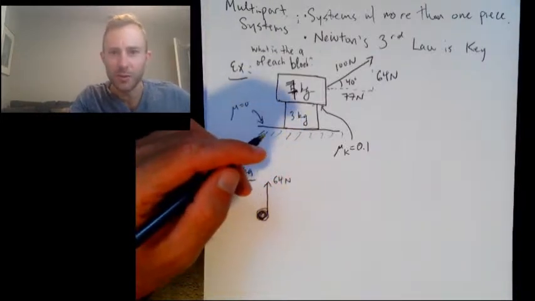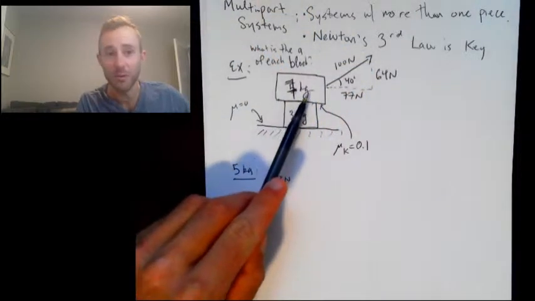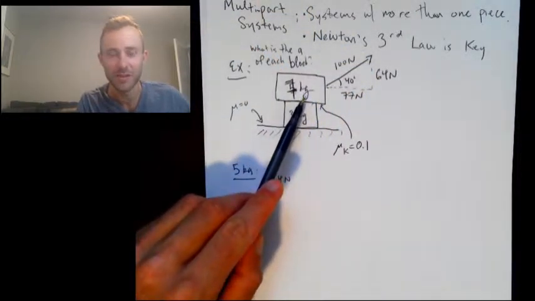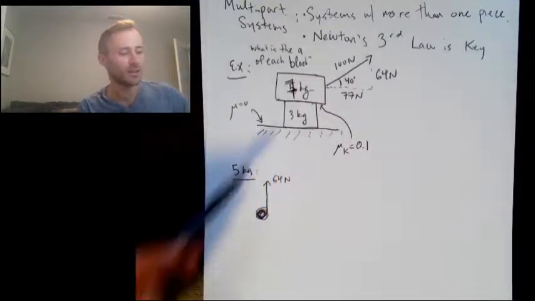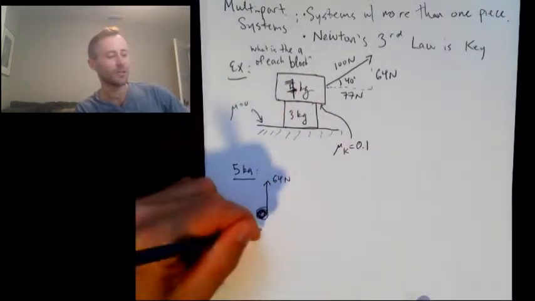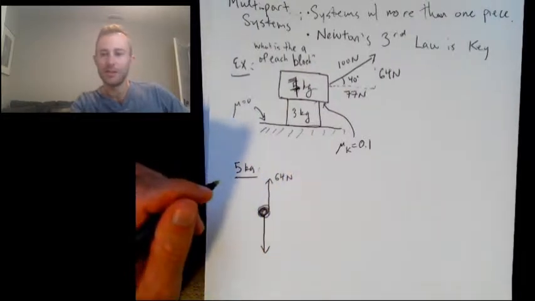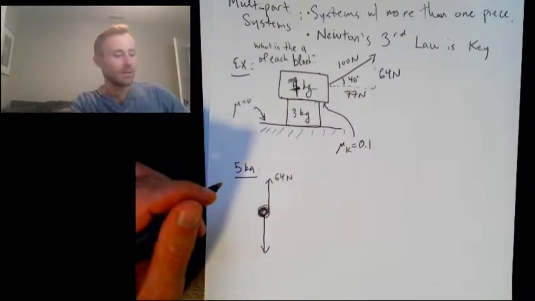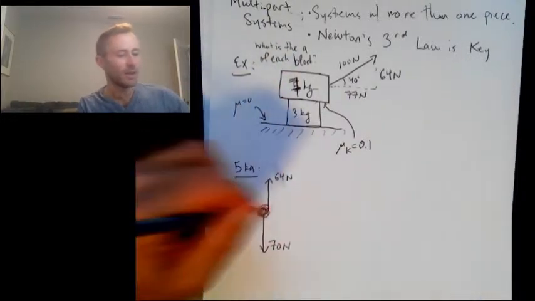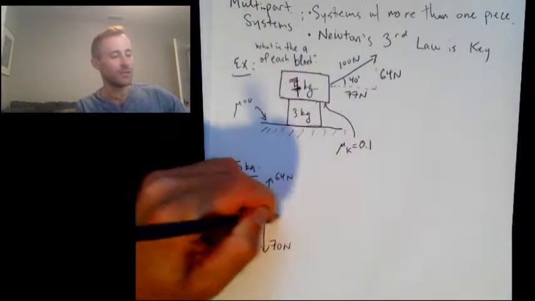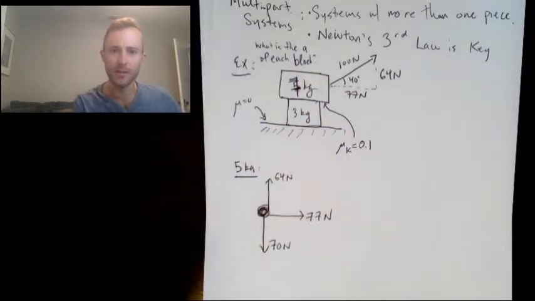Because if you have a 64 Newton upward force on a 5 kilogram block, that would actually lift the block up off the top. So I'm going to make that 7 kilograms so that the downward force from weight is 70 newtons. Okay? And then this is a 77 Newton force to the right.